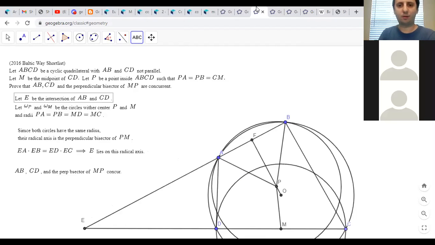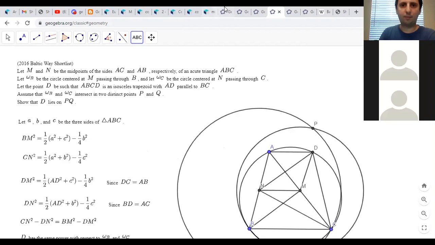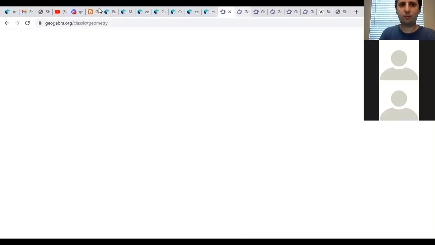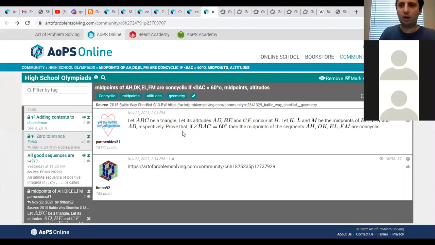We still have the one we didn't solve, but if you guys want, we could try to find another problem. So this one actually looked kind of interesting. Let's see if we can do this one. I think this one looks kind of hard.